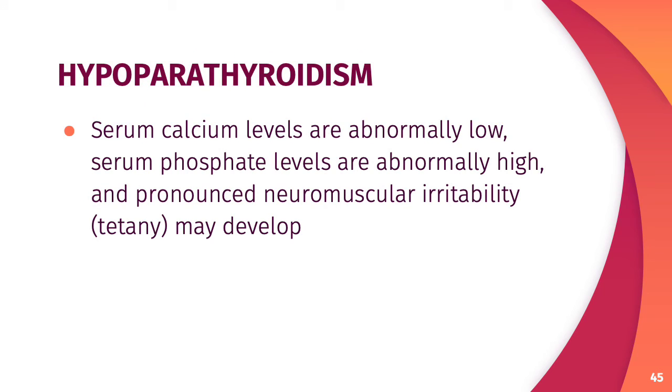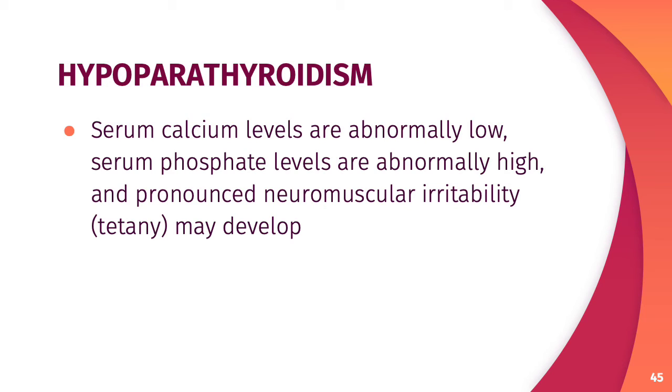Now, the opposite of hyperparathyroidism is hypoparathyroidism, wherein your serum calcium levels are abnormally low. Serum phosphate levels are abnormally high because they have an inverse relationship, and pronounced neuromuscular irritability or tetany will also develop. Due to the reduced PTH, the ability to reabsorb calcium from bones and to regulate calcium reabsorption from renal tubules is also impaired. And with that, there's increased reabsorption of phosphate.